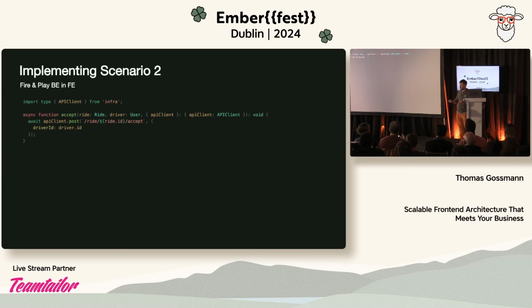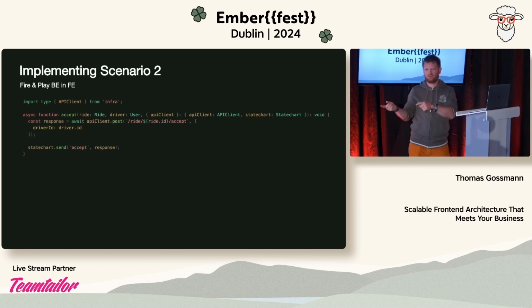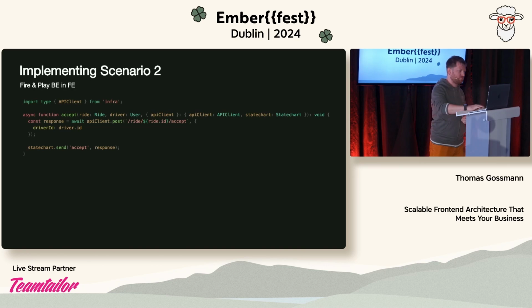But for the second scenario, we actually do need to play a little backend here. So we use the same code, but now we need to also accept the state chart here, because we fire the request to the backend, we perhaps have some validation happening, and then in the end, we manually push that into the state chart from the action within.